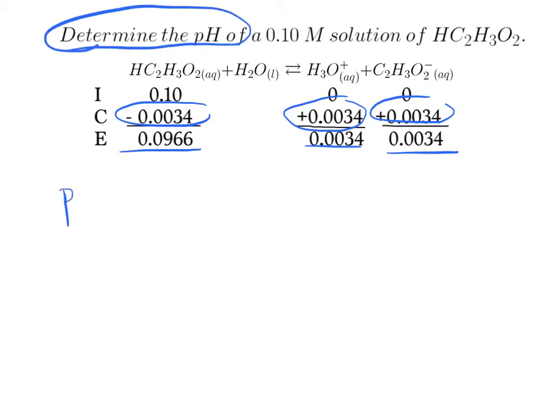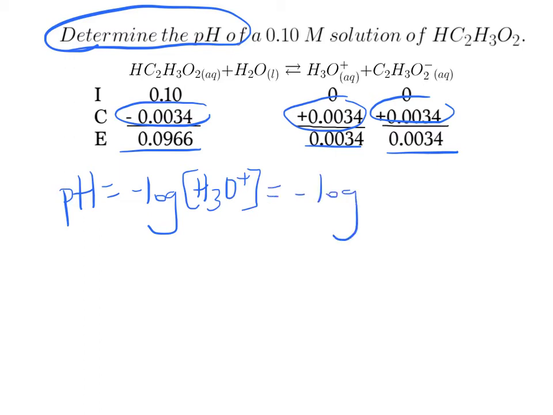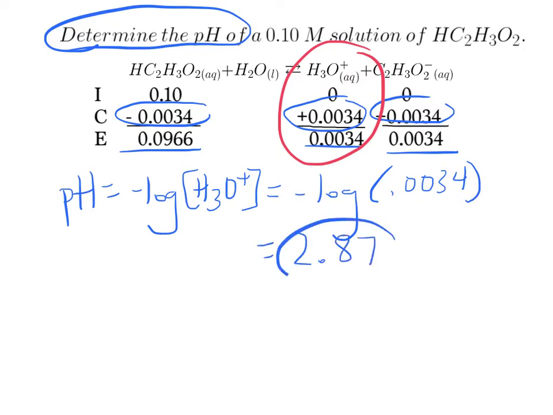And you remember that pH is equal to negative log of H3O plus. So that's just the negative log of 0.0034. Okay, so take a second, plug that into your calculator. And you should have gotten 2.87.